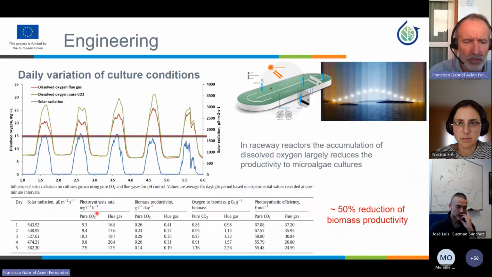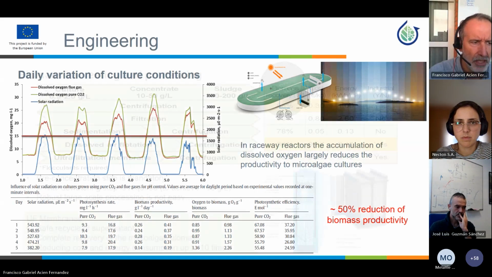For us, one of the most important parameters is the daily variation of dissolved oxygen. To remark that most people are focusing on pH control to provide CO2, etc. But if we are not able to remove the oxygen that is produced by photosynthesis, it's very difficult for the algae to perform at optimal conditions. Then efforts have been devoted to optimizing the removal of oxygen in the reactors, allowing an increase of up to 50% in biomass productivity with respect to systems not adequately controlling the dissolved oxygen.